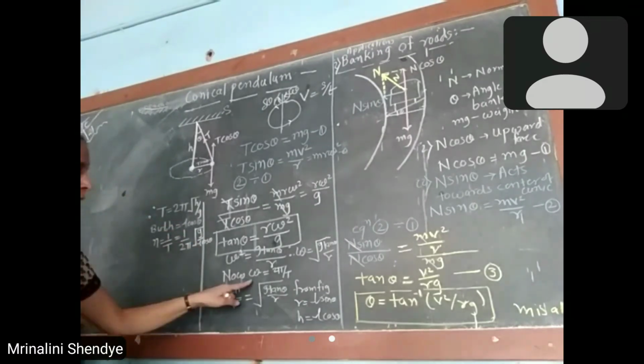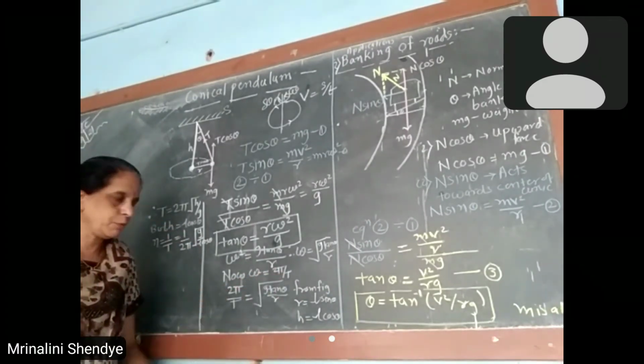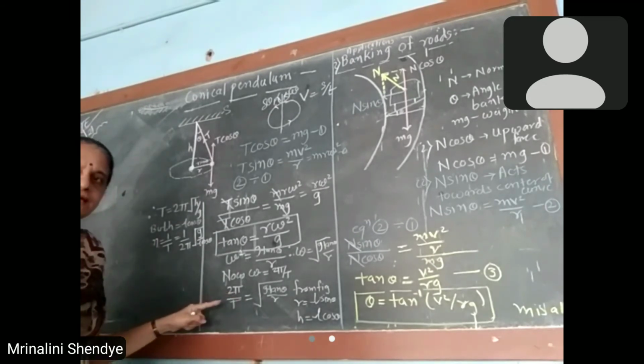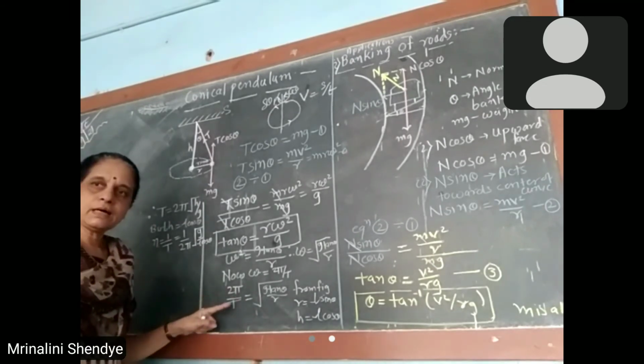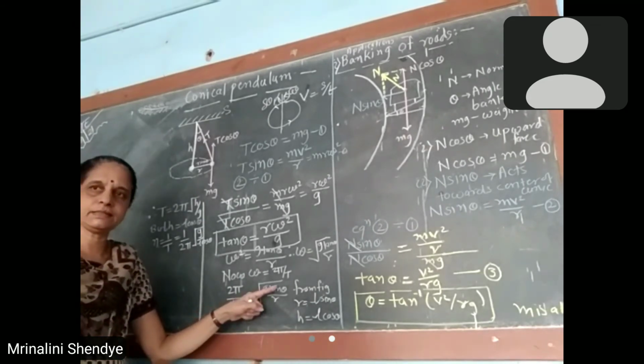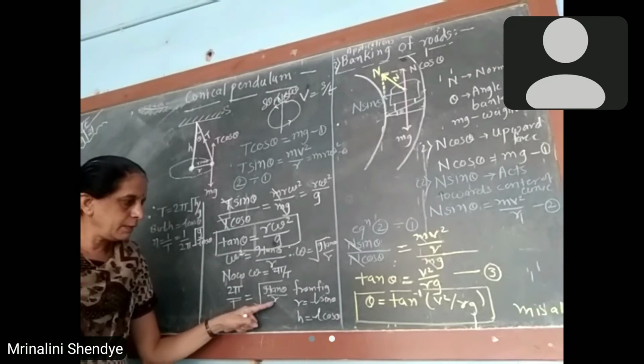Okay, so omega is equal to 2 pi upon T. If I substitute the value, then 2 pi upon T is equal to the square root of g tan theta upon r.